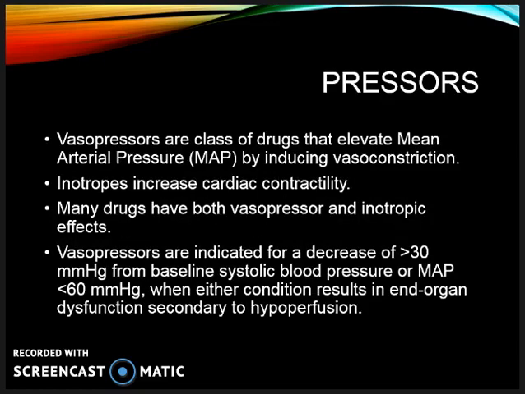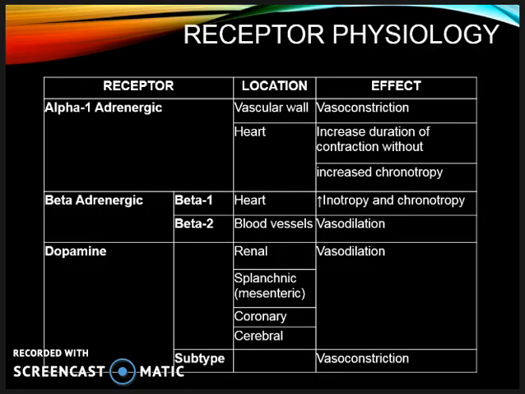Vasopressors are a powerful class of drug that induce vasoconstriction and thereby elevate mean arterial pressure, or the MAP. Vasopressors differ from inotropes, which increase cardiac contractility, or cardiac squeeze. However, many drugs have both vasopressor and inotropic effects. The main categories of adrenergic receptors relevant to vasopressor activity are alpha-1, beta-1, beta-2, and even dopamine receptors. Refer to this table to identify the receptor, location, and the effect.